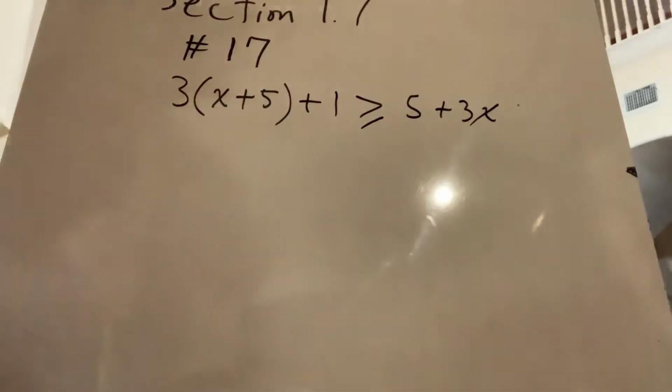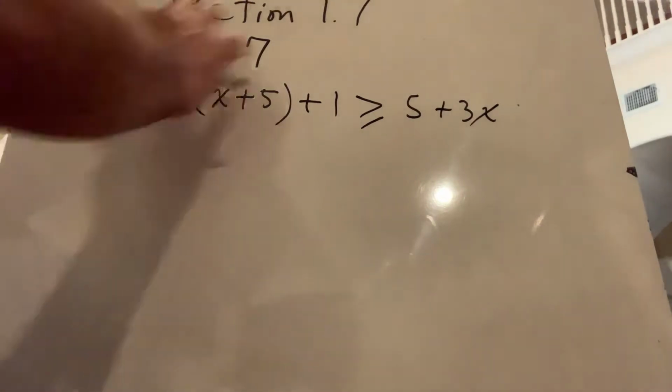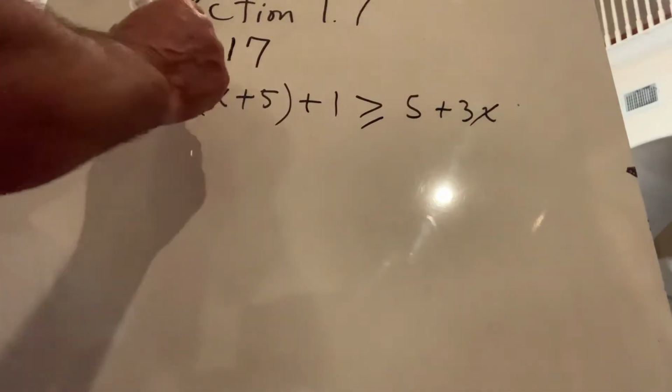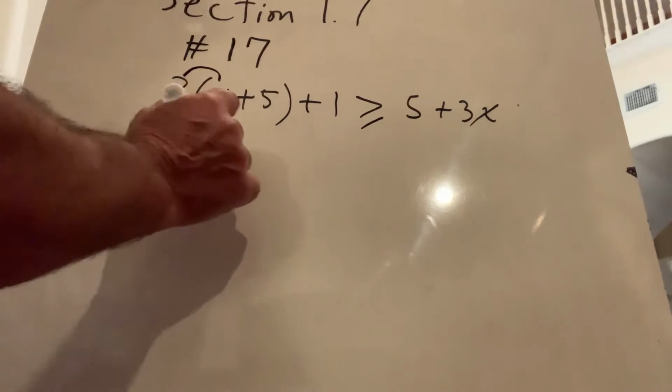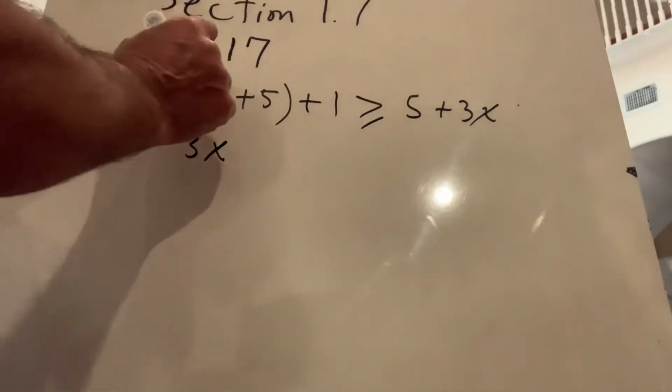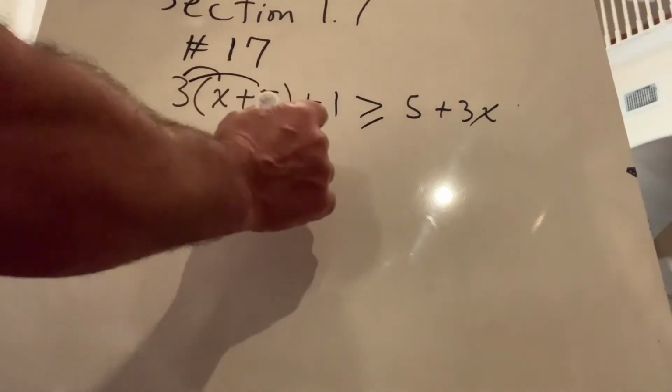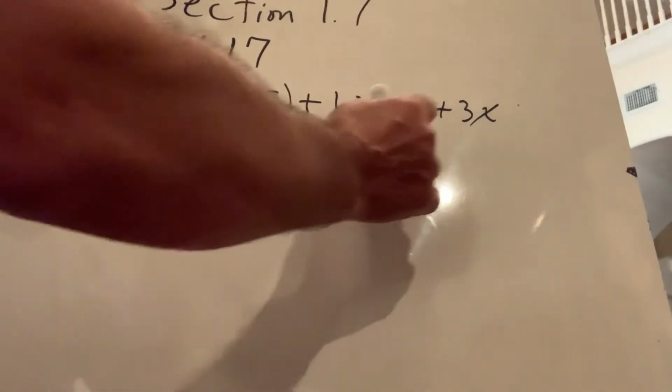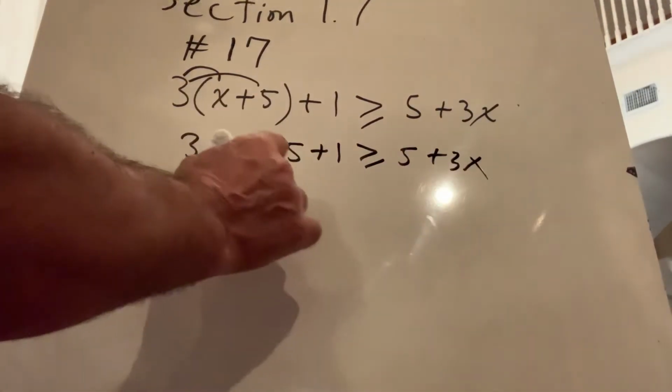So we have the following linear inequality. As always, to solve any linear inequality, you want x on one side. So before we can even isolate the x, we have to remove the parentheses. By distributive property, as we distribute that, that becomes 3x. 3 times 5 is 15. And of course, everything else is still there. And then of course, 15 and 1 add up to be 16.